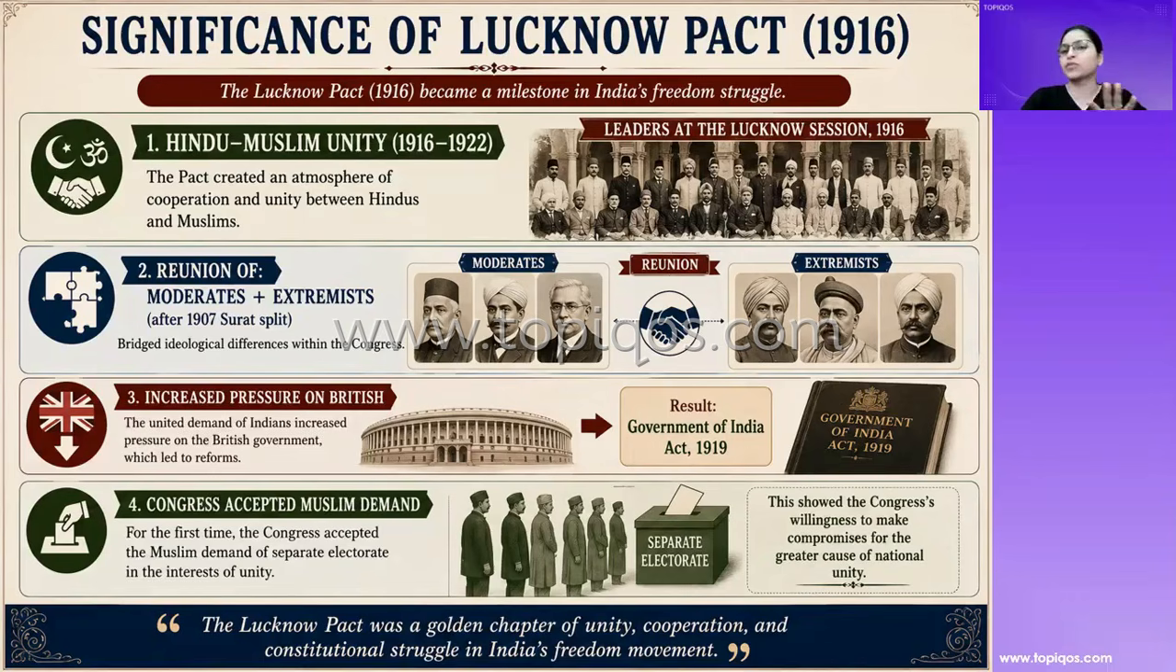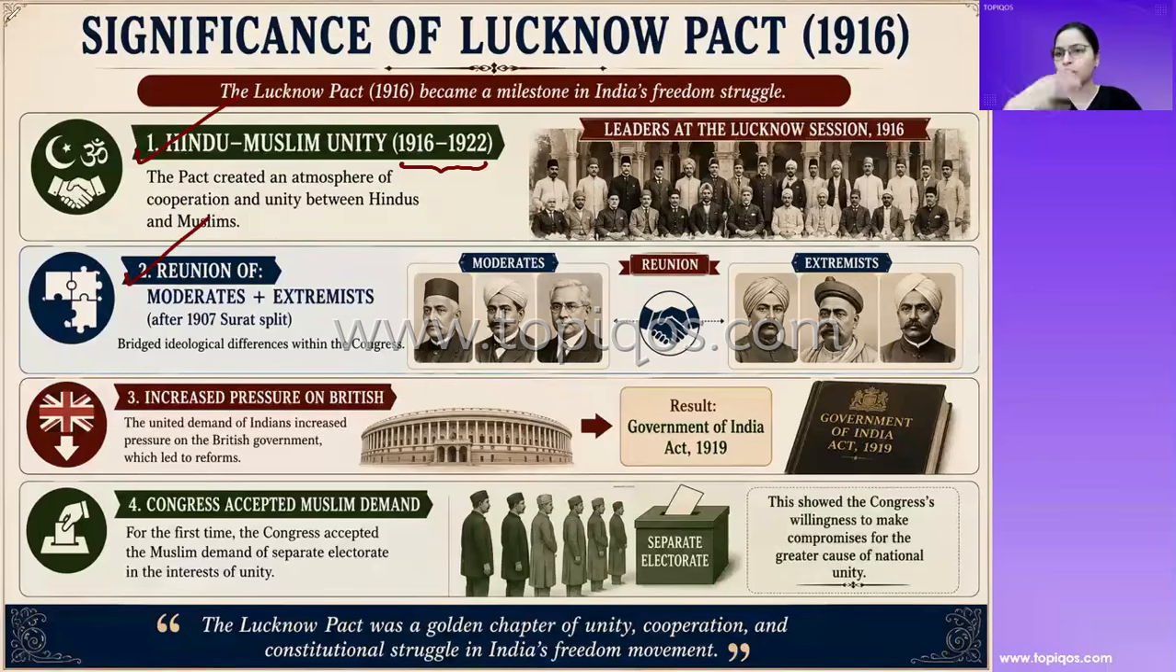So what is the significance of the Lucknow Pact? Okay. So the very first significance of the Lucknow Pact is that it ensured Hindu-Muslim unity. It created an atmosphere of cooperation and unity between Hindus and Muslims. Okay. So, right from 1916, the year in which the Lucknow Pact was signed, till 1922, Hindu Muslim unity was ensured because of this pact. The second important point, which I mentioned, is the reunion of moderates and extremists. Now, why? Because for so many years, we saw that the extremist leaders were in jail.